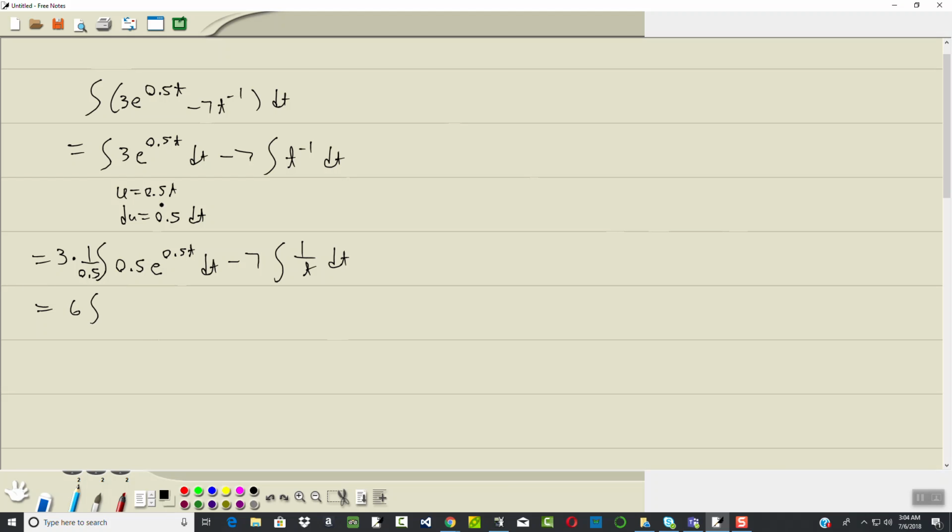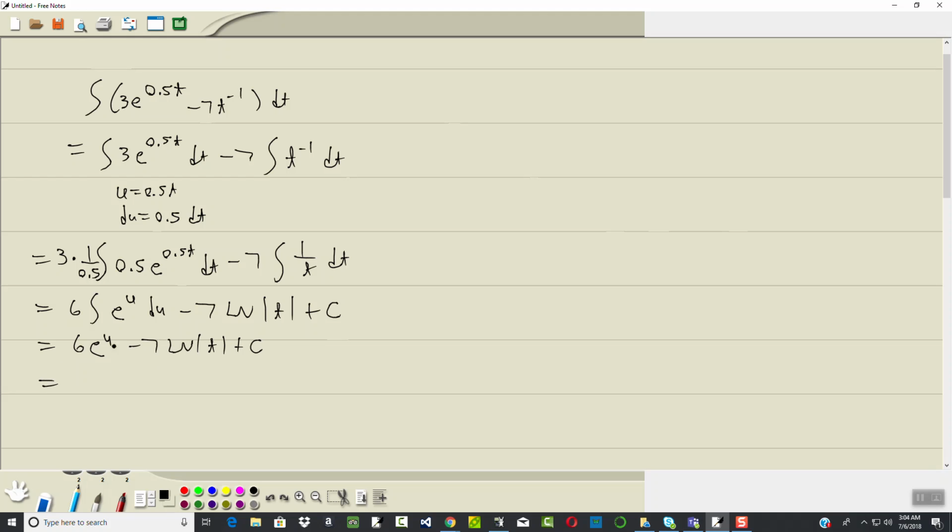Now I'm going to replace 0.5t with u, and I replace 0.5dt with du. So this becomes 6 e to the u du minus 7, and the integral of 1 over t is the natural log of the absolute value of t, and my c is here at the end. The integral of e to the u is e to the u, and everything else carries down.